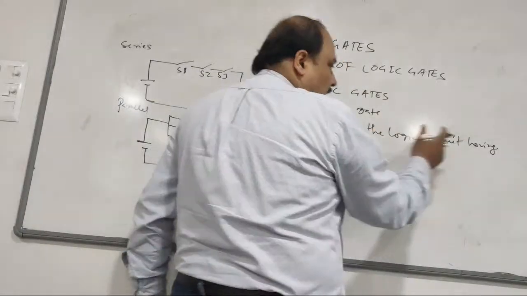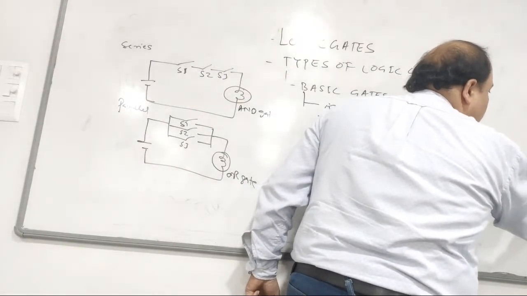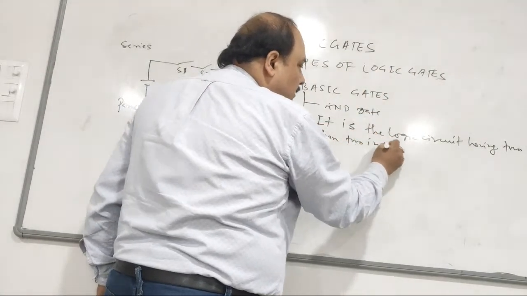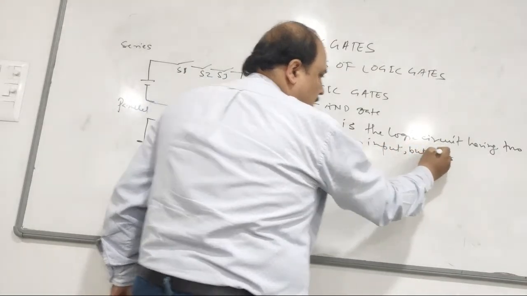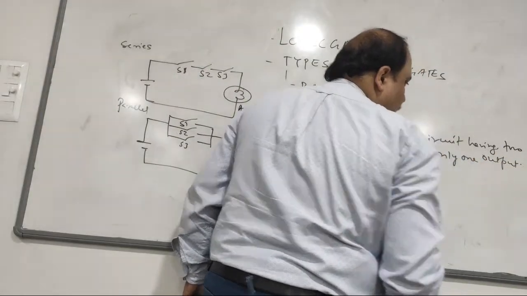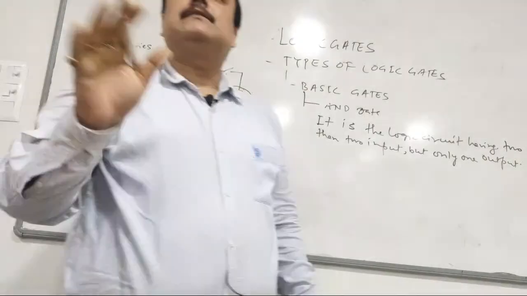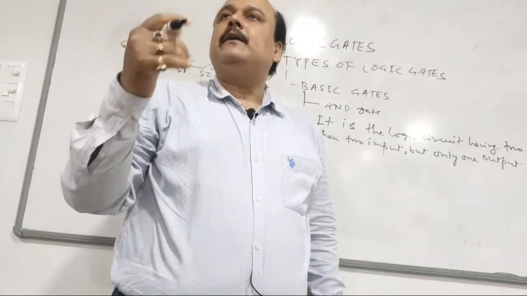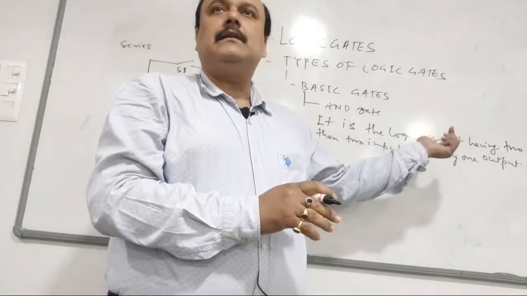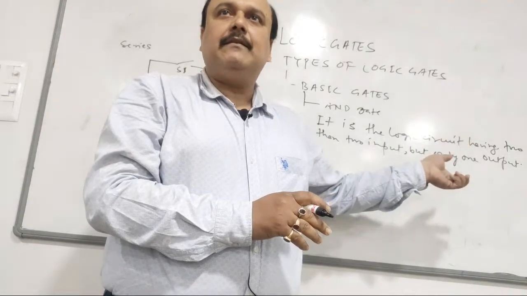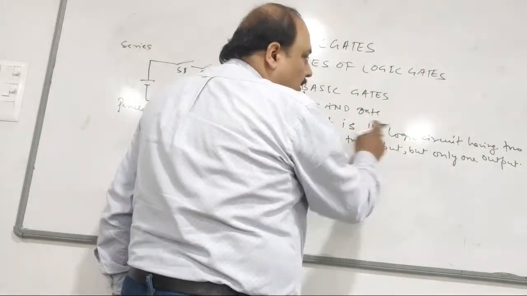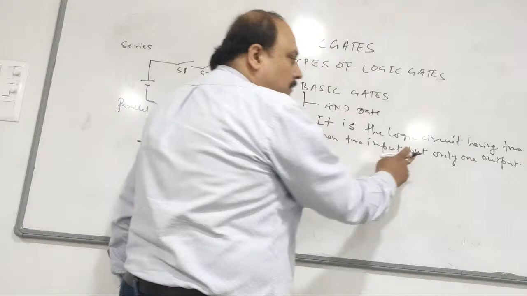That means it is the logic circuit having 2 or more than 2 inputs, but only 1 output. Now in the definition of logic gate, we already discussed that the output is represented by 1 when it is high, and by 0 when it is low. So there is no need to mention that sentence again for each and every logic gate. That is automatically adhered to with the particular gate. So it is the logic circuit having 2 or more than 2 inputs, but only 1 output.